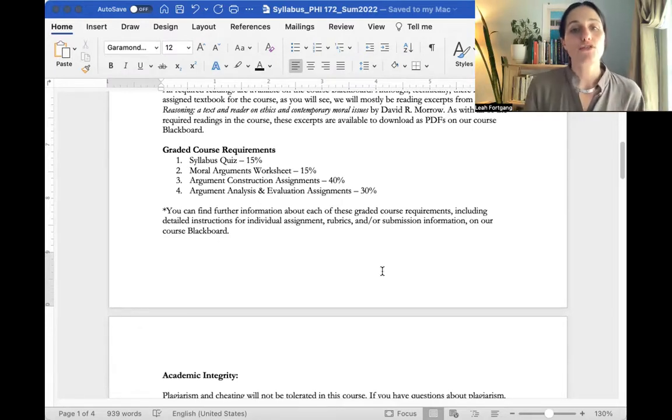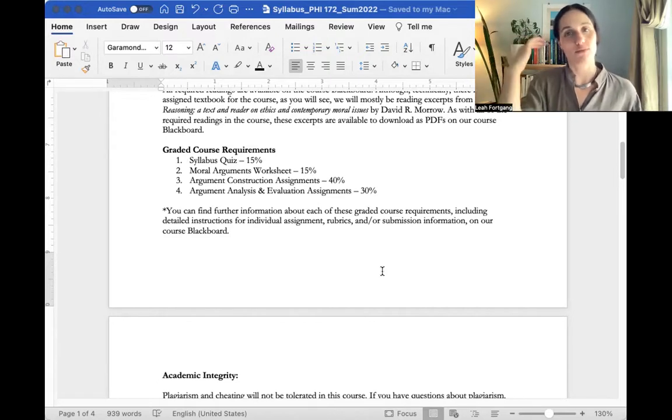So argument construction assignments, the way that those are going to work is at the end of every chapter you're assigned in this class, you're given a series of case studies and asked to present a formal argument where you come down on a judgment on that case. So it's going to be a lot of, do you think what so-and-so did was okay? And you're going to get a lot of practice in clearly stating, using what's called numbered premises and a conclusion, clearly stating your reasons in those premises for why you think what they did was okay or not.